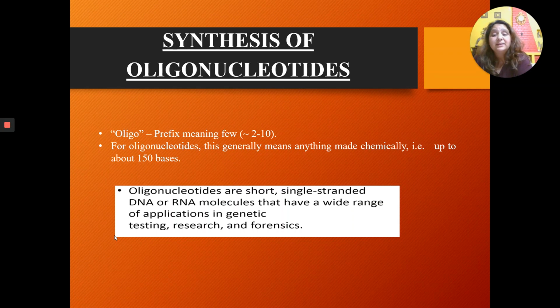150 bases. So we can say that these are short single-stranded DNA or RNA molecules that have a wide range of applications in molecular biology, genetics, research, and forensics. Okay? And primer is one type of oligo. All oligos are not primers, but all primers are oligos.